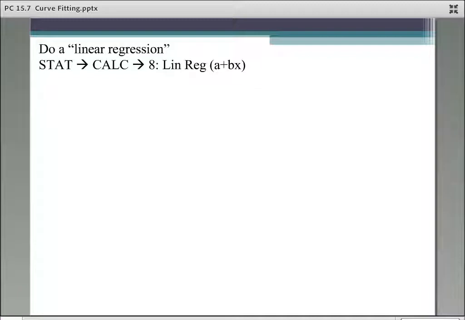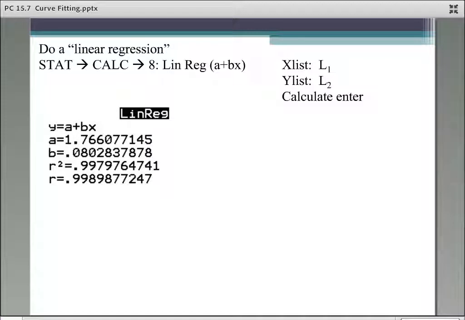I know there's a number 4 there, but I think your book has all the answers listed doing number 8, which is why we do that one instead. Do linear regression, a plus bx. Under x list, make sure L1 is there. Under y list, make sure L2 is there. Then arrow down to calculate and hit enter, and it should give you this information.